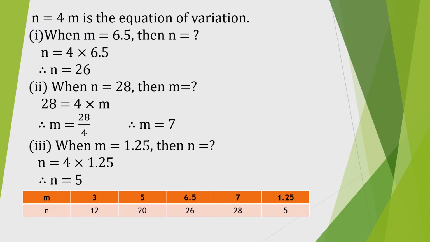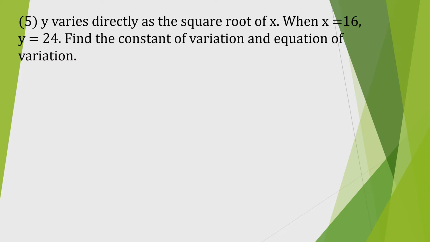Okay. Moving to our next question. Now, what is given in question number 5, students? Y varies directly as the square root of x. I repeat this statement again. Y varies directly as the square root of x. Means square root of x. You have to write x under root because it is mentioned as square root of x. When x equal to 16, y is equal to 24, find the constant of variation.